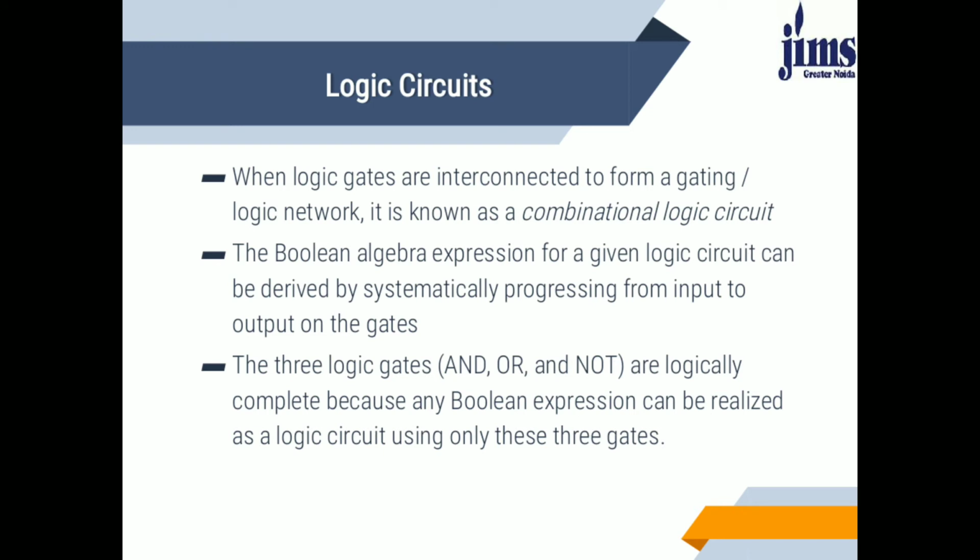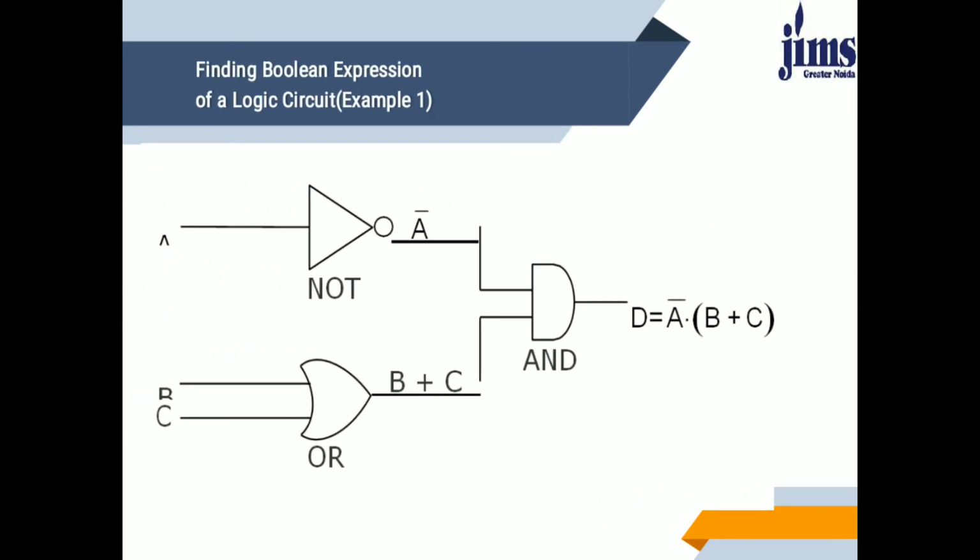When logic gates are interconnected to form a logic network, it is known as a combinational logic circuit. These combinational logic circuits can be expressed by a Boolean algebra expression, derived by applying the gates systematically, progressing from input to output. And the 3 logic gates are logically complete because these are basic gates, and any Boolean expression can be realized as a logic circuit using only these 3 gates.